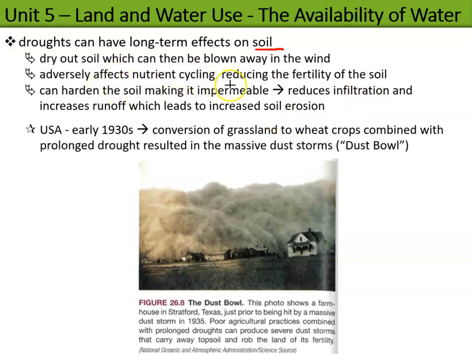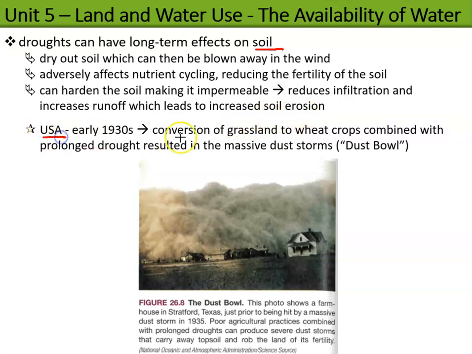It adversely affects nutrient cycling. A lot of nutrients that are recycled in the environment depend on being dissolved in water for at least some portion of the cycle, and that can reduce the fertility of the soil. The soil can harden because it can dry up and become impermeable, like the cow in the previous slide. This also can reduce infiltration, increasing runoff, which can further lead to soil erosion even when it does rain, because the ground is so hard and impermeable that water that could potentially replenish the soil can oftentimes just erode it instead.